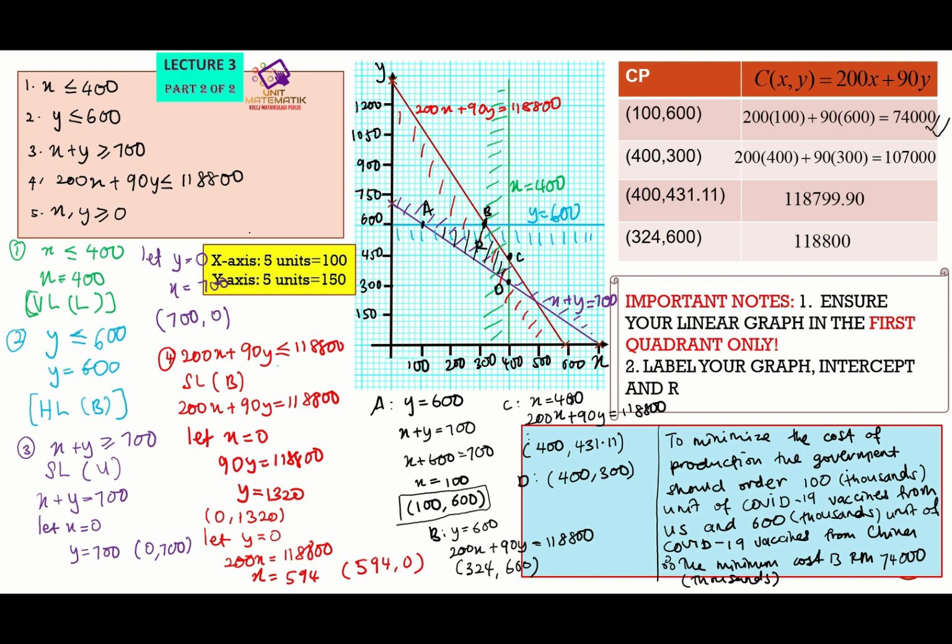To minimize the cost of production, the government should order 100,000 units of COVID-19 vaccines from US and 600,000 units of COVID-19 vaccines from China. Therefore, the minimum cost is 74,000 ringgit Malaysia. Don't forget. Okay? So this is how to answer this question.